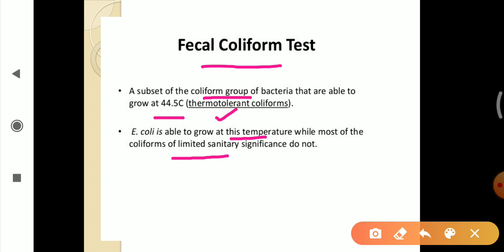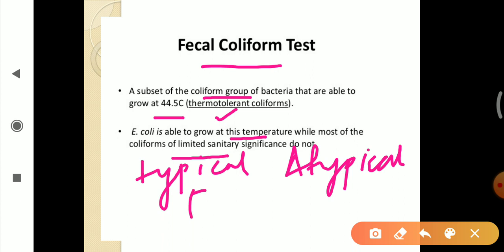This elevated temperature test is used to differentiate between typical and atypical coliform. Typical means E. coli, and atypical means Enterobacter. It differentiates E. coli from Enterobacter on the basis of growth at elevated temperature. E. coli is able to grow at a temperature of 44 degrees Celsius, or we can say 45 degrees Celsius, while the growth of Enterobacter is inhibited at this temperature. Enterobacter will not grow at this temperature. Only fecal E. coli can tolerate it.